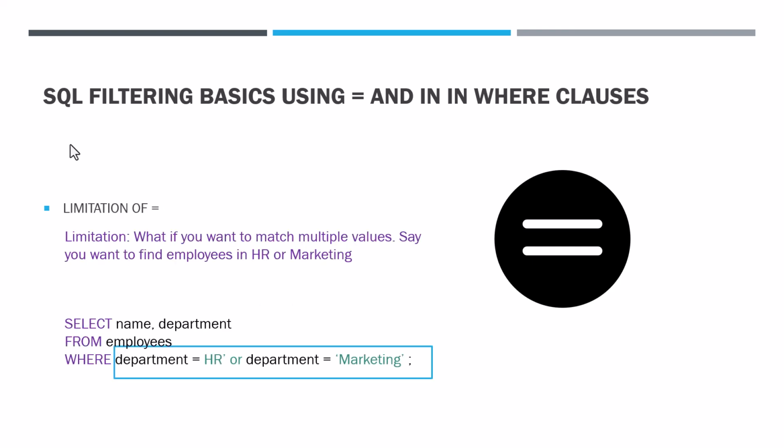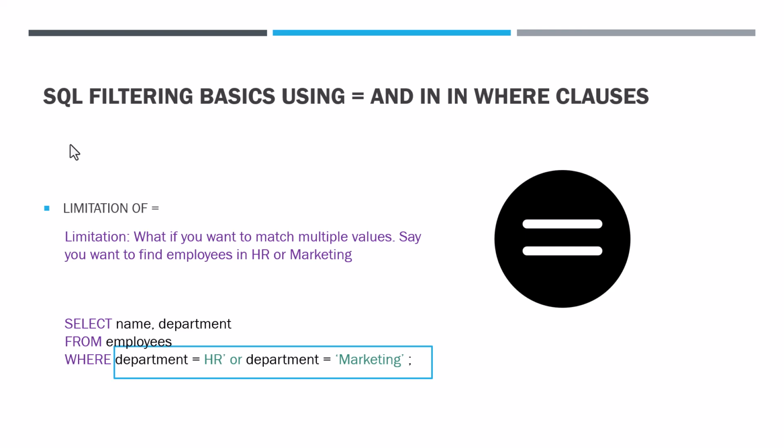Now, the limitation of the equal to clause is that you cannot have multiple values. So let's say we want to filter on department is HR or department is marketing. How do you do that? In your where clause, you'll have to say department is equal to HR or department is equal to marketing.